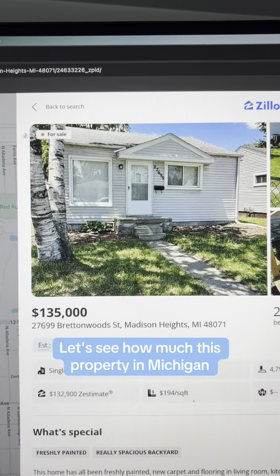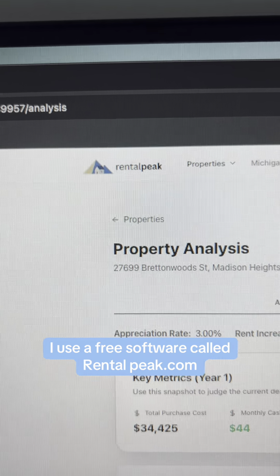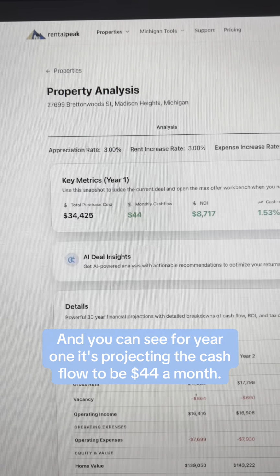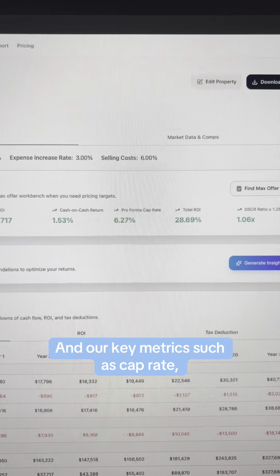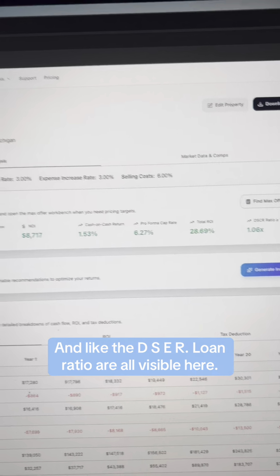Let's see how much this property in Michigan would cash flow as a long-term rental. I use a free software called rentalpeak.com to run the analysis for this property, and you can see for year one, it's projecting the cash flow to be $44 a month, and our key metrics such as cap rate, cash on cash return, total ROI, and the DSCR loan ratio are all visible here.